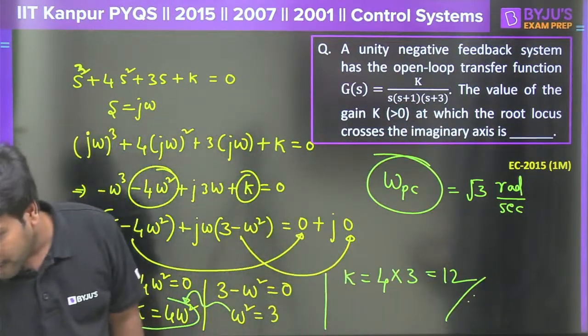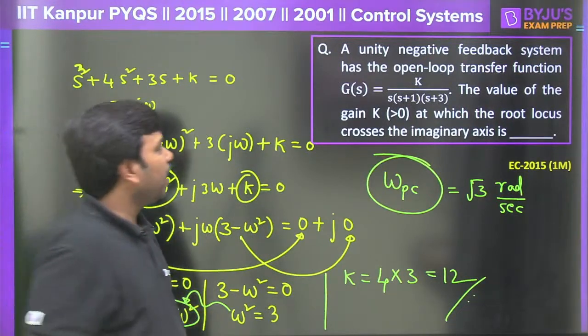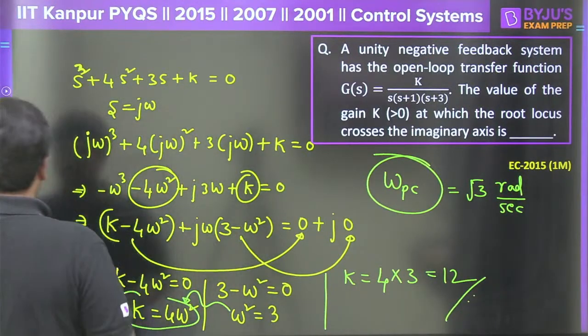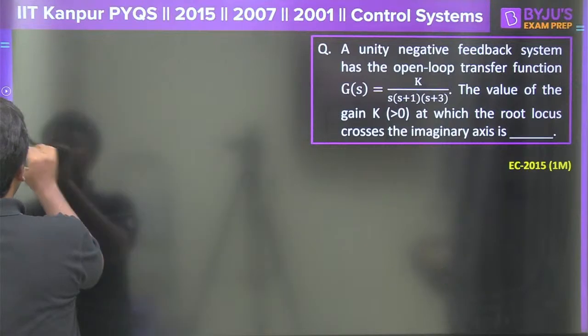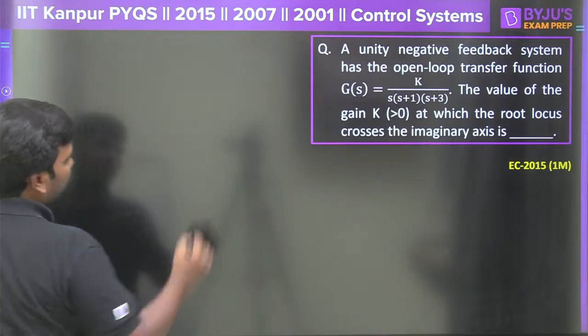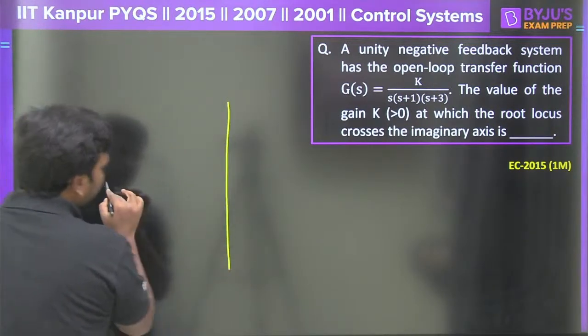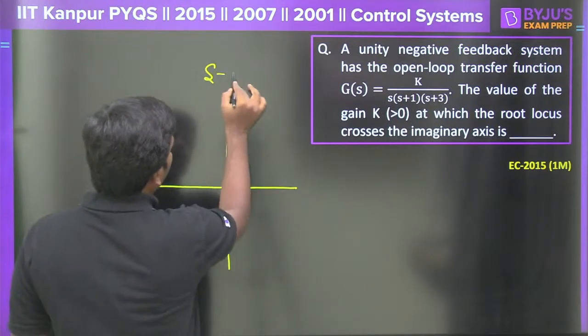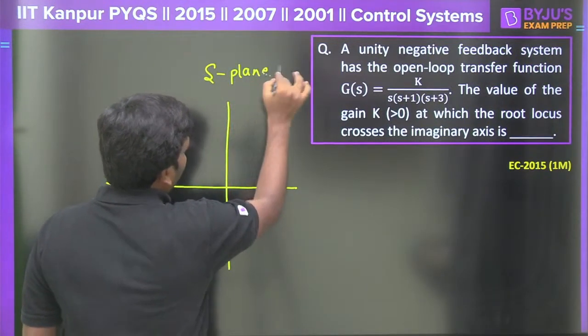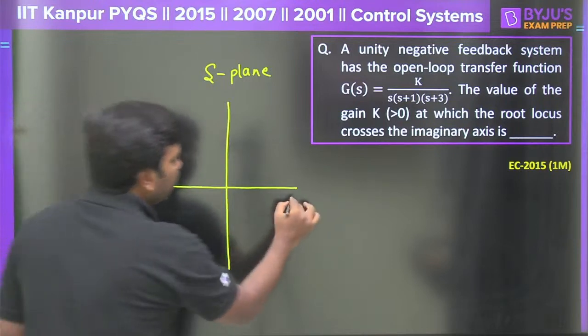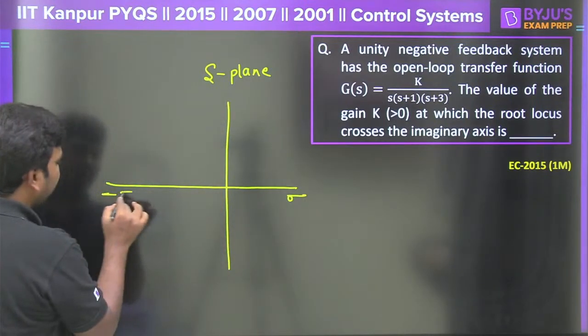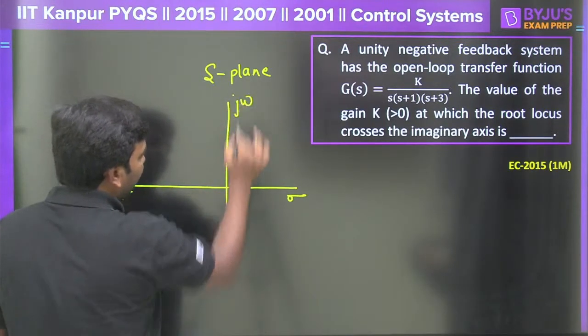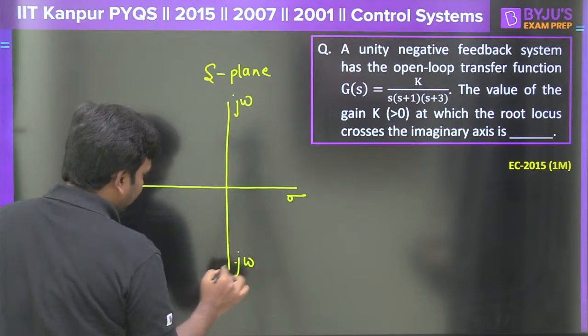Now coming to the Sai Charan doubt. Okay, Sai Charan, I understood your doubt, that why we have taken s is equal to j omega. I already told you. So this is your s plane, right? Now you know that this is sigma and this is minus sigma, and this is j omega and this is minus j omega, correct?